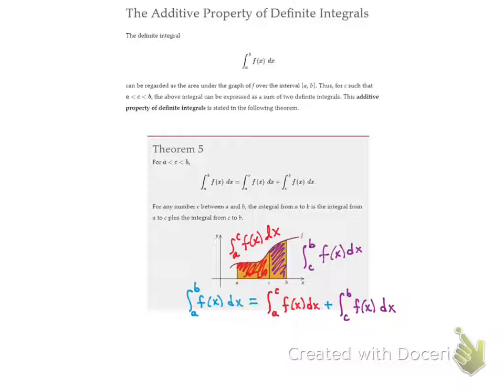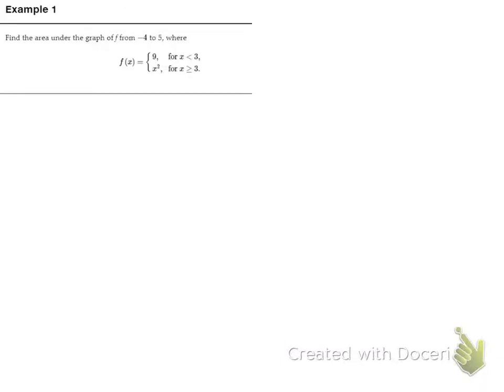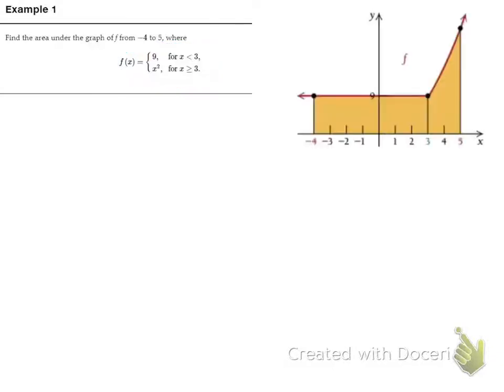So the good thing about this property, this theorem, is it allows us to integrate continuous piecewise defined functions. Functions that are not defined the same over the entire interval we want to find the area of. So for this example, we want to find the area under the graph of f, and f is a piecewise defined function. And we want to find the area from -4 to 5.